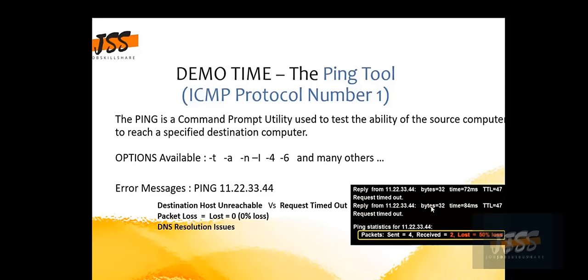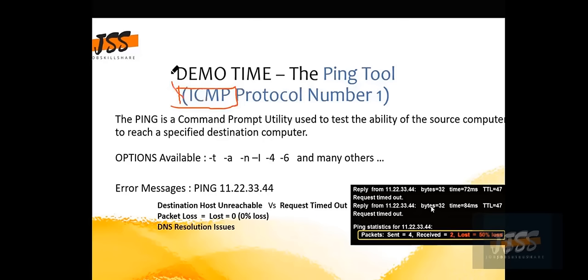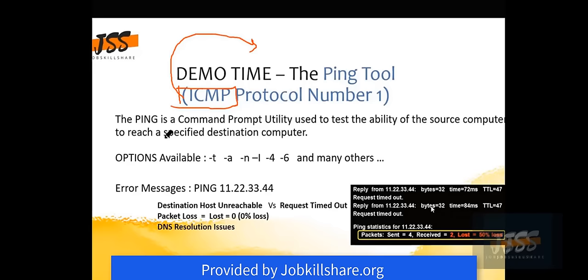And as a network administrator, personally, I have been using the ping tool all the time, all day long. So let's talk a little bit about the ping tool, then we will hit the lab. It comes under the protocol called ICMP, because we are going to check reachability using this ICMP protocol. Ping is a command prompt utility used to test the ability of the source computer to reach the destination.